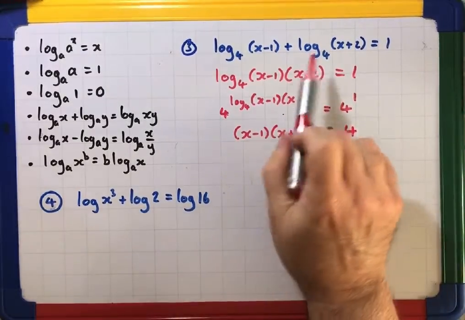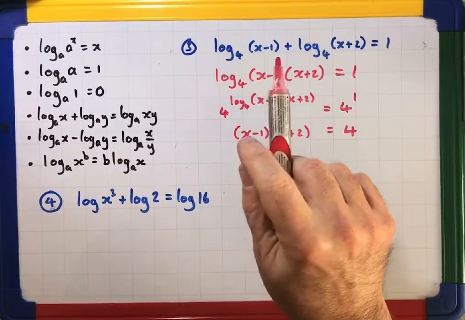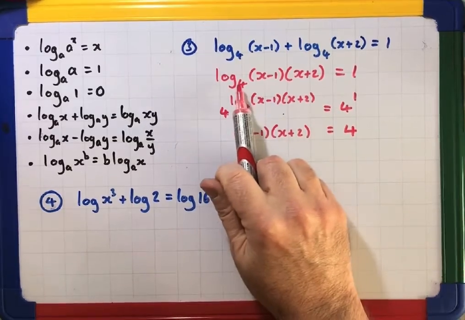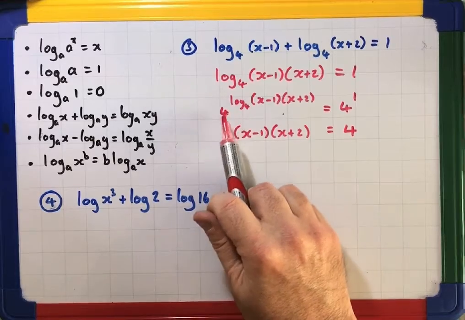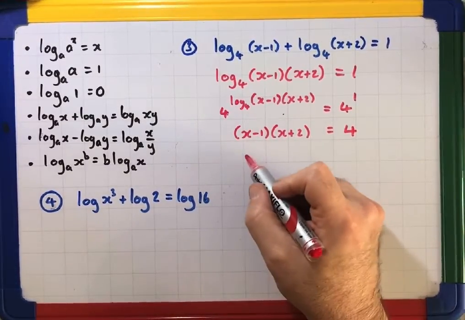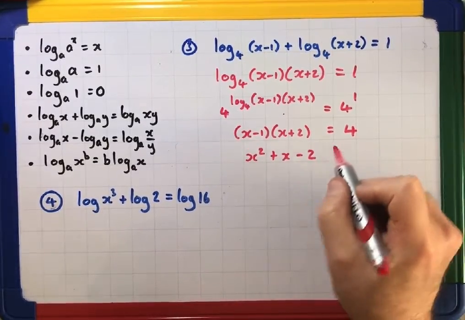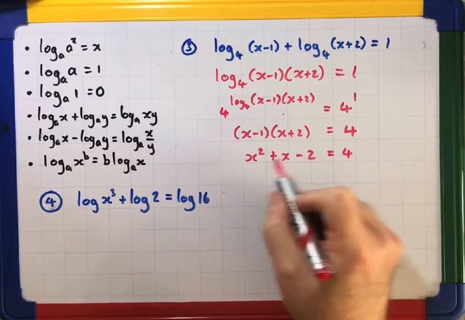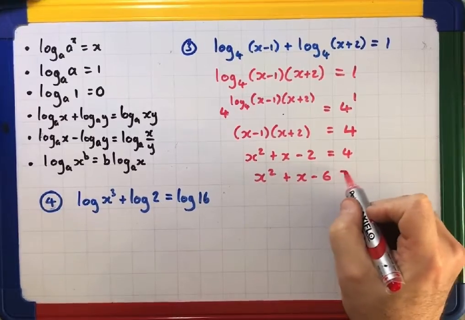Okay, remember we couldn't do it at this stage, you can't do part of it, but if we've got one term on this side and one term on that side, then we can raise them both as powers of 4, and that will get rid of log to the base 4. And 4 to the power 1 is just 4. So if we multiply out now, it gives us what? x squared plus x minus 2 equals 4. Take everything to one side. You've got x squared plus x minus 6 equals 0.